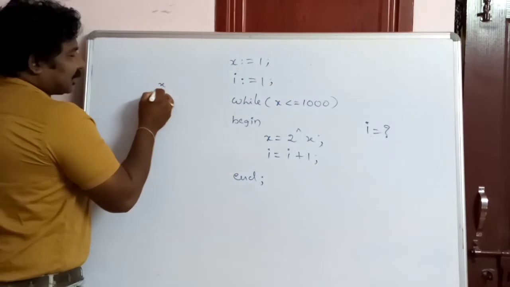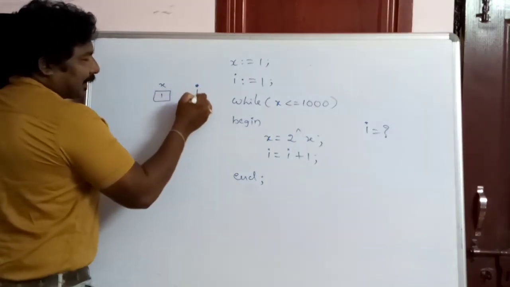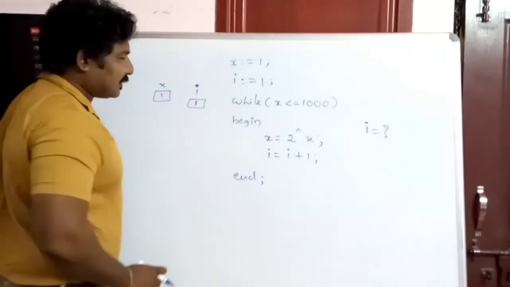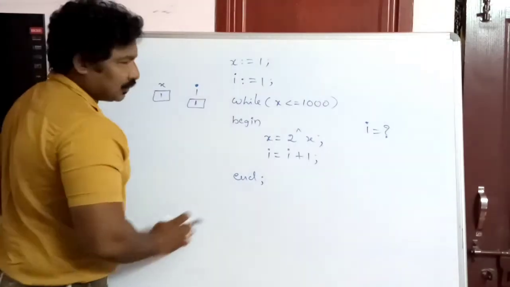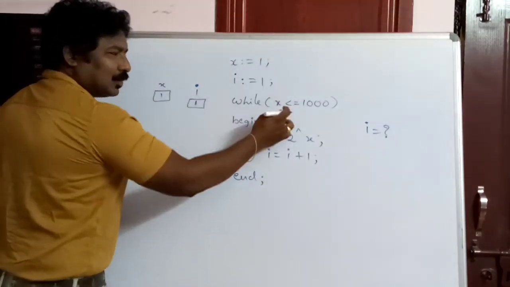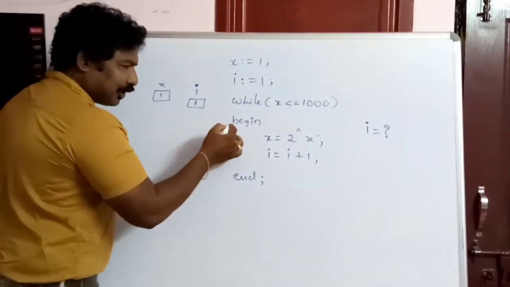So X is having a 1 here, and I is having a 1 here. So initially X and I are taken as ones. Okay, so this is a while loop. While X is less than or equal to 1000, X means 1, 1 is less than or equal to 1000, which is true. So this is the body of the while loop.